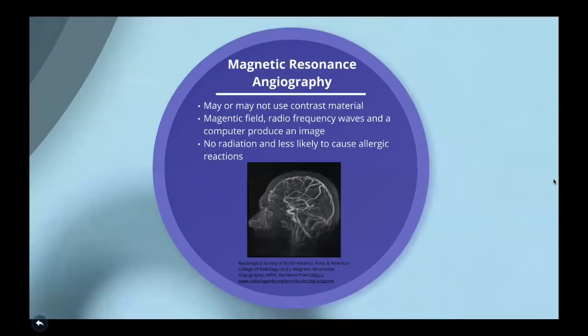And the last one is magnetic resonance angiography, or MRA. For this one, it may or may not use contrast material, and a combination of magnetic fields, radio frequency waves, and a computer are used to produce an image. Some of the benefits of using magnetic resonance angiographies are that there is no radiation, and it's a lot less likely to cause allergic reactions because they may not have to use a contrast material. Here's a typical scan of the brain for an MRA, and as you can tell, it's not as high quality as the X-ray angiography, but you can still get a pretty good picture.